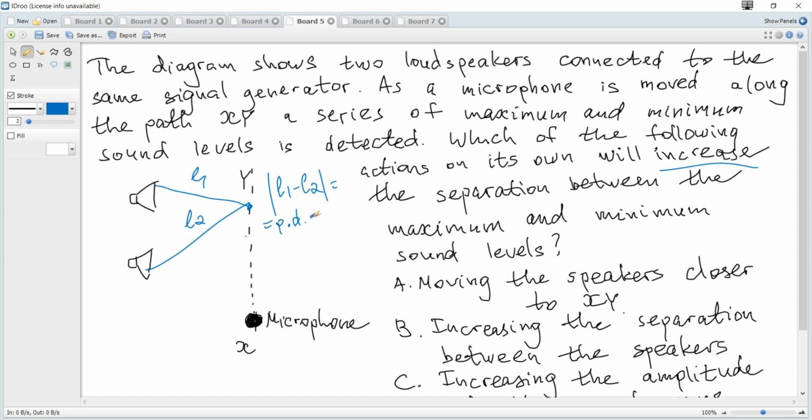When this path difference is equal to an integer number of wavelengths, at this point there will be a maximum. And when this path difference is equal to n minus a half, or plus a half, lambda, at some point there will be a minimum.